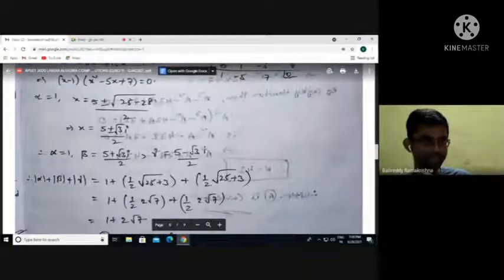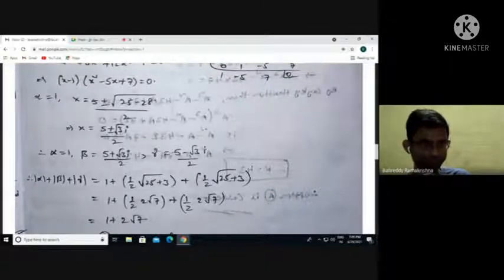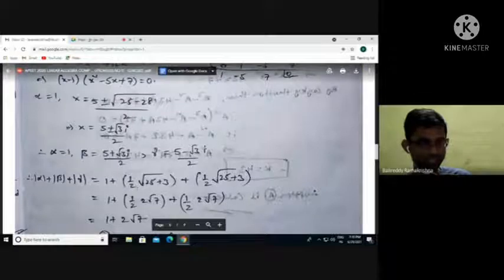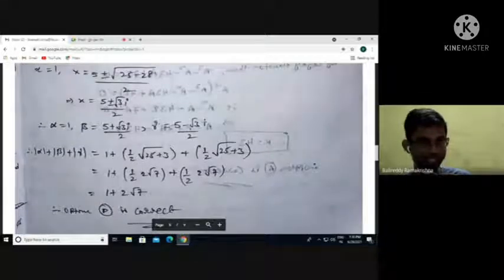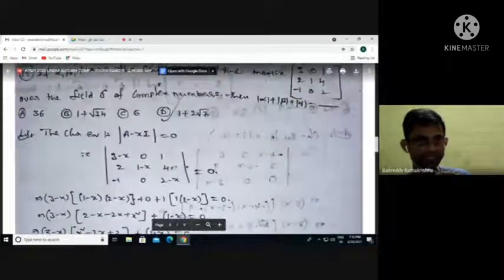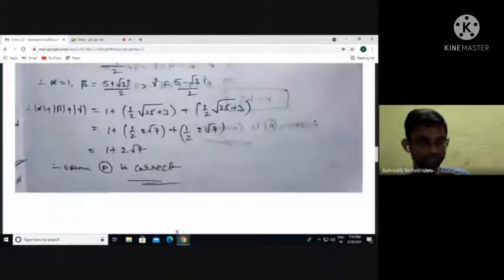So we have to find the value of modulus of alpha plus modulus of beta plus modulus of gamma. By substituting these values, modulus of alpha is 1, and modulus of beta is obtained by taking the square root, with 1 by 2 as a constant: 1 by 2 into square root of 25 plus 3, plus 1 by 2 into square root of 25 plus 3. On simplification, we get this value is equal to 1 plus 2 root 7. That means option D is correct. Okay, is it clear? This is question number 15.